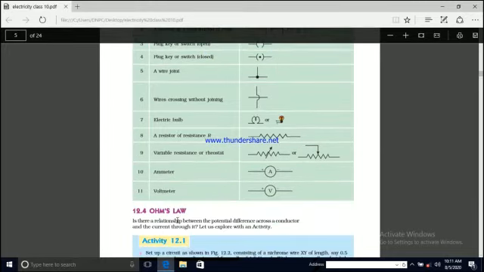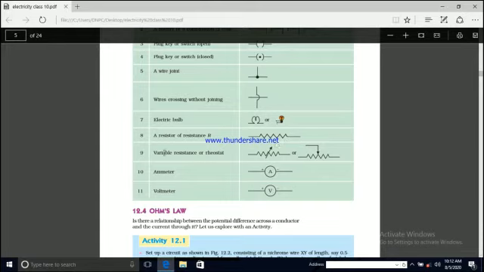And the next thing is the electric bulb. This is the symbol for an electric bulb, or this one. The next one is a resistor, a resistor of resistance R. A resistor is a device that offers resistance to the flow of electric current, just like gutters in the road. These lines represent a resistor.